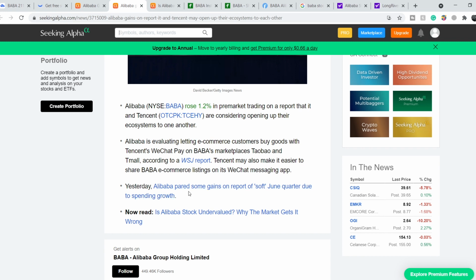Yesterday, Alibaba pared some gains on report of soft June quarter due to spending growth. So, this news is extremely important because they can drastically improve their presence on Chinese market, and I have to say that there are 2 leaders, each in its own category, but the combination of these 2 leaders might increase the value of both of these companies. And this news is extremely bullish.